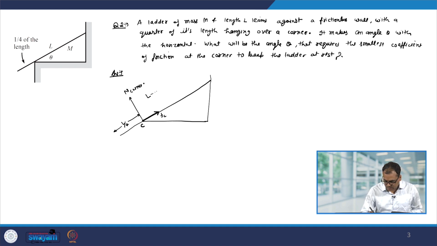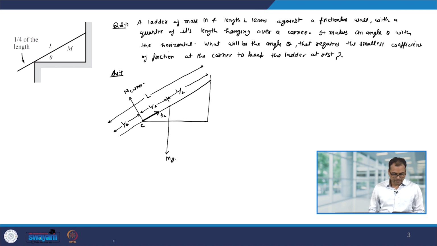Since the entire length is L, its weight is going to act at the middle. So, this will be mg. This length will also be L by 4 and this will therefore be L by 2. Because the vertical wall is frictionless, there will be only the horizontal component. So, let me call it NW. Okay. Now, this is the free body diagram.